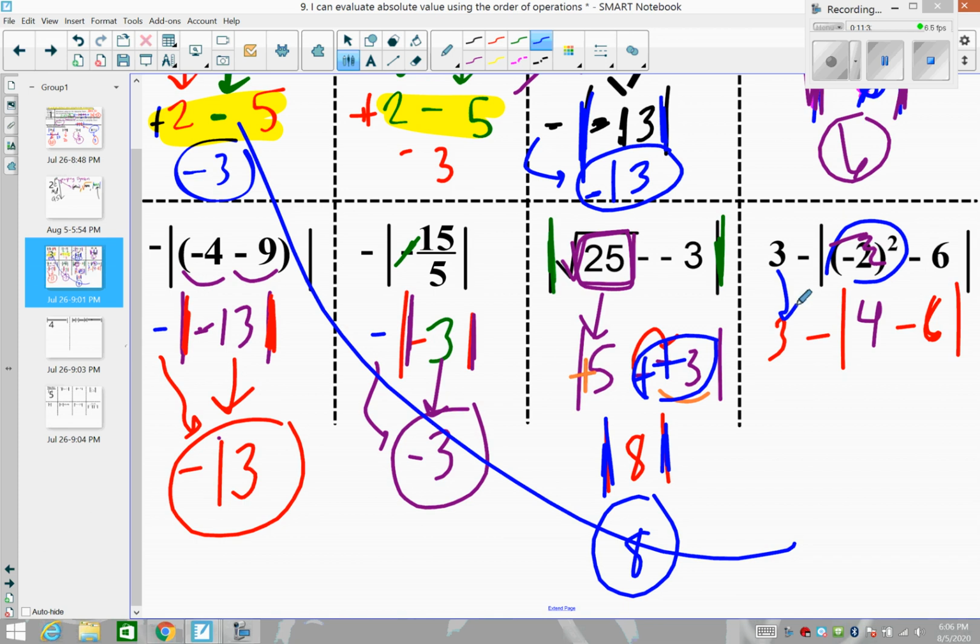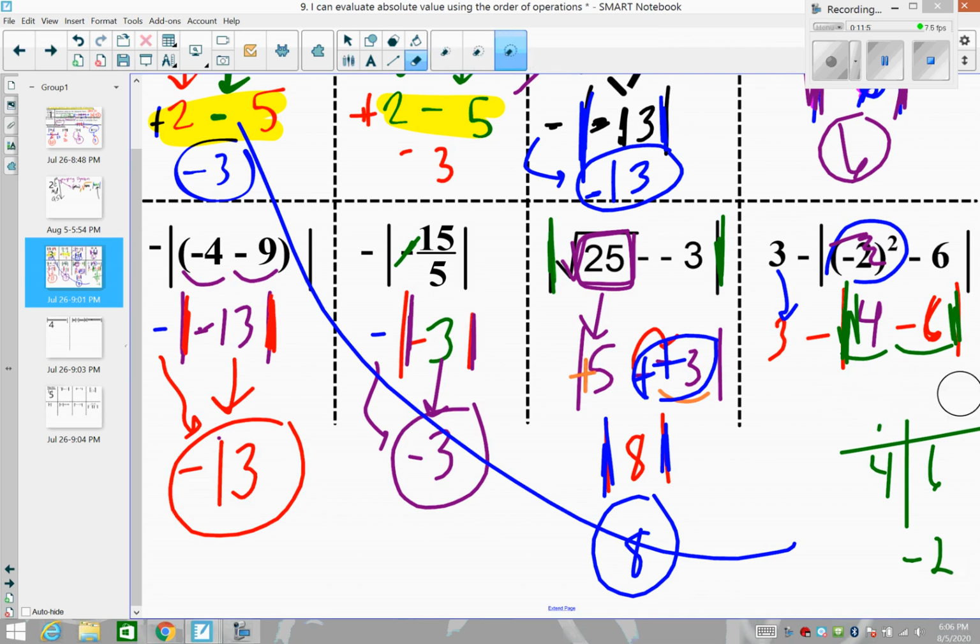Now, inside of the absolute value, because you know that you have to do this first, we still have to do this absolute value first. We have 4 minus 6. What team is 4 on? It's on the positive team. 4 kids on team positive, 6 kids on team negative. Who's stronger? Negative. How many extra players? 2. So the result of that would be negative 2.